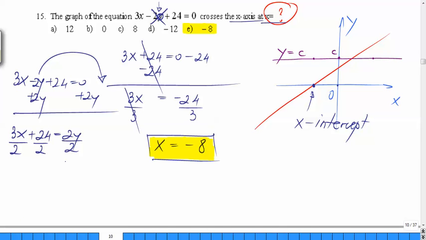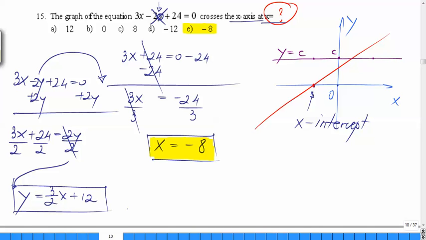And I'm going to write my y first here on the left. Well, 2 divided by 2 is 1. Y equals 3 halves x, we may say 1.5x or 3x over 2, plus 12. Okay. And this is your equation in slope-intercept form.